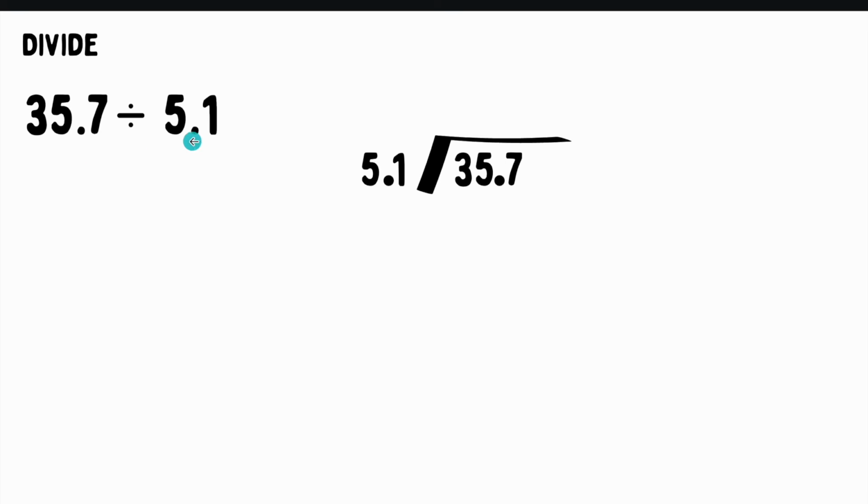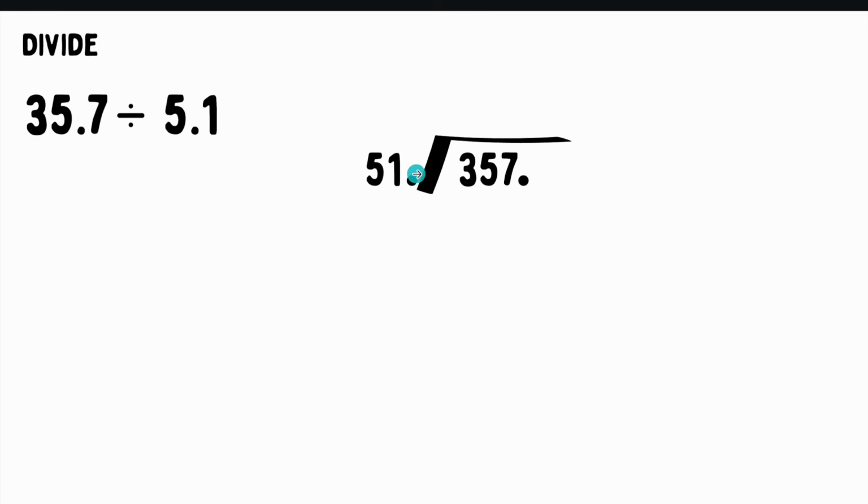35.7 divided by 5.1. Let's write it out this way. Let's start by turning the divisor into a whole number. We'll do that by moving the decimal point over one place to the right. Since we moved it over one time to the right for the divisor to be a whole number, we'll have to do the same to the dividend. The dividend doesn't have to be a whole number. In this case, it is.